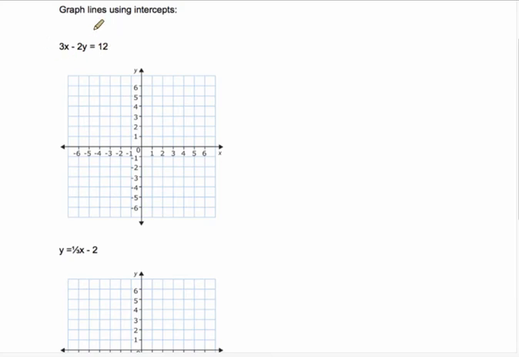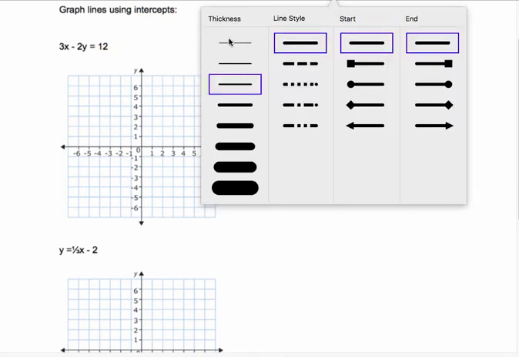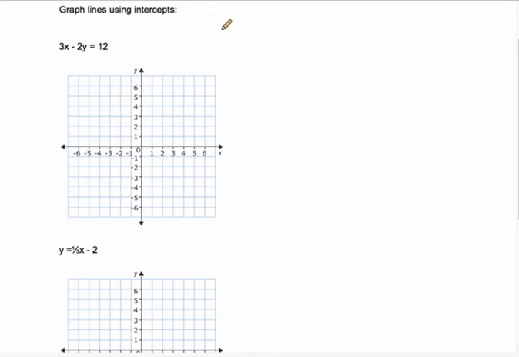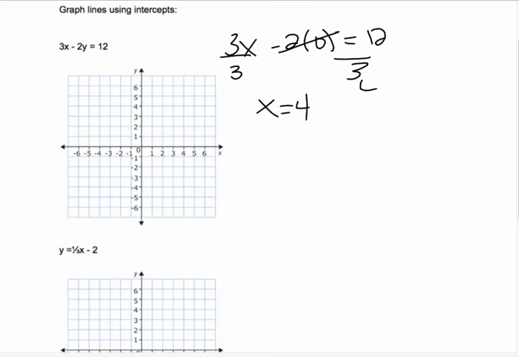Okay, so we have this function. This is in standard form. It is a linear function. So I want to find the intercepts. That way I can graph it, so I can have 2 points to make a line. So let's do my x-intercept first. 3x minus 2 times 0 equals 12. Divide by 3. X equals 4. So that's 4, comma 0.